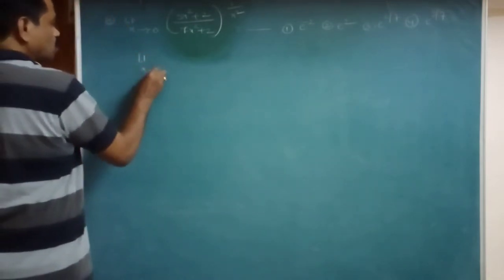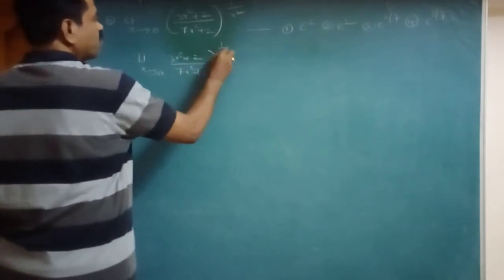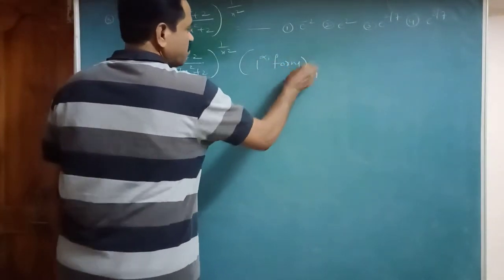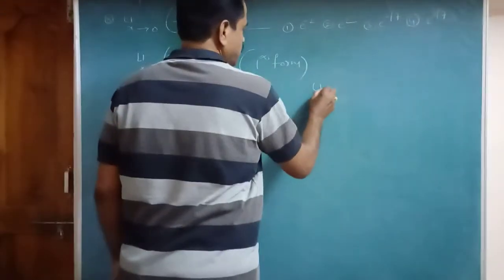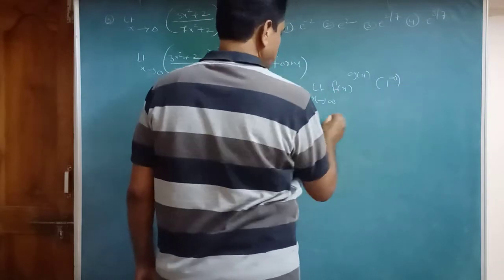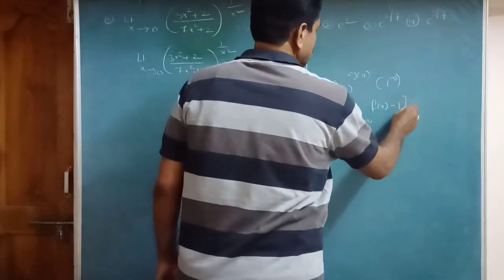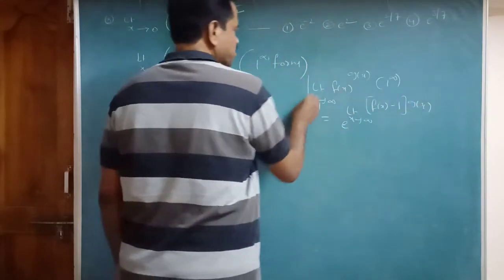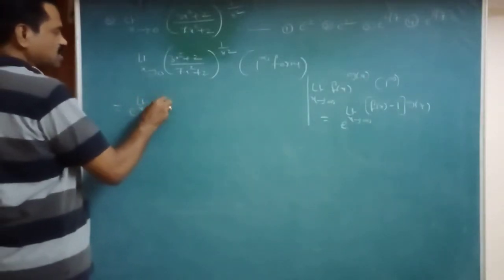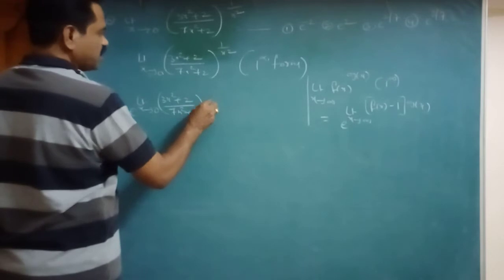Limit x tends to 0, 3x square plus 2 by 7x square plus 2, whole power 1 by x square. Put x equal to 0, then we get the 1 power infinity form. We know that for the 1 power infinity form, limit f of x power g of x equals e power limit f of x minus 1 into g of x. Applying this formula, we can write e power limit x tends to 0, 3x square plus 2 by 7x square plus 2 minus 1, into 1 by x square.